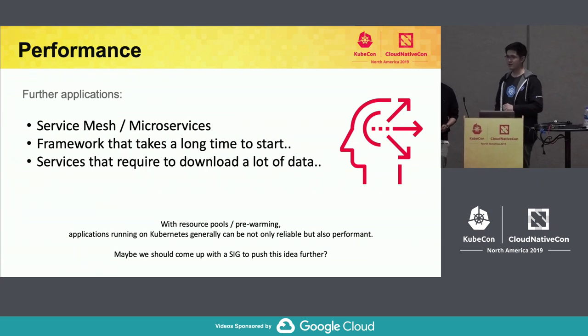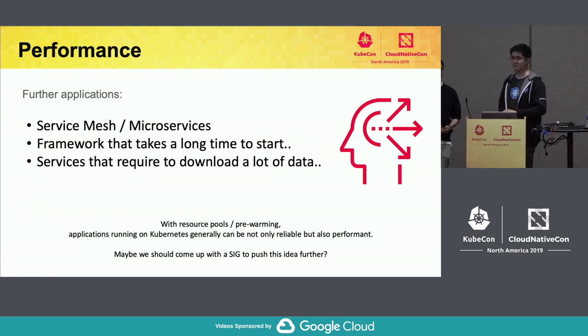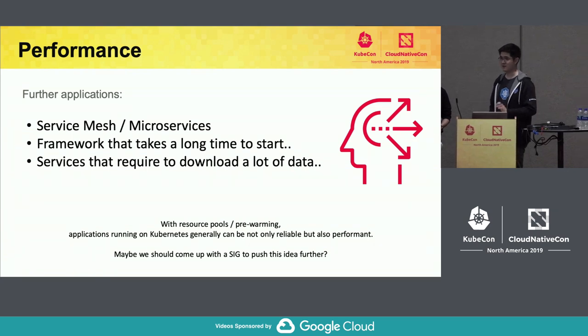I think that generally speaking, any system that requires a long time to pre-warm can benefit from such an approach. And that is why I do think that this pod pool pattern can be very useful. I believe that with this, the applications running on Kubernetes can not only be reliable and observable, but they can also be very performant.